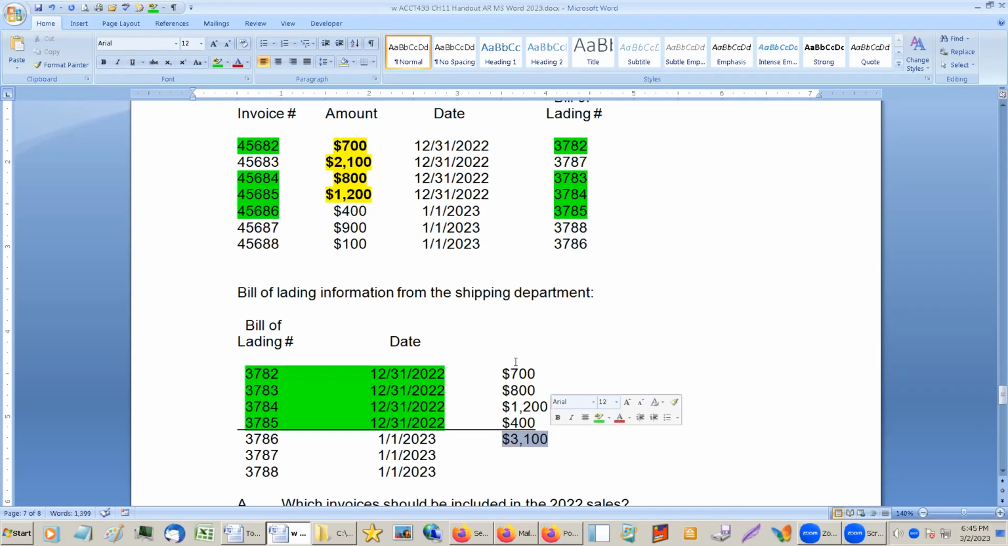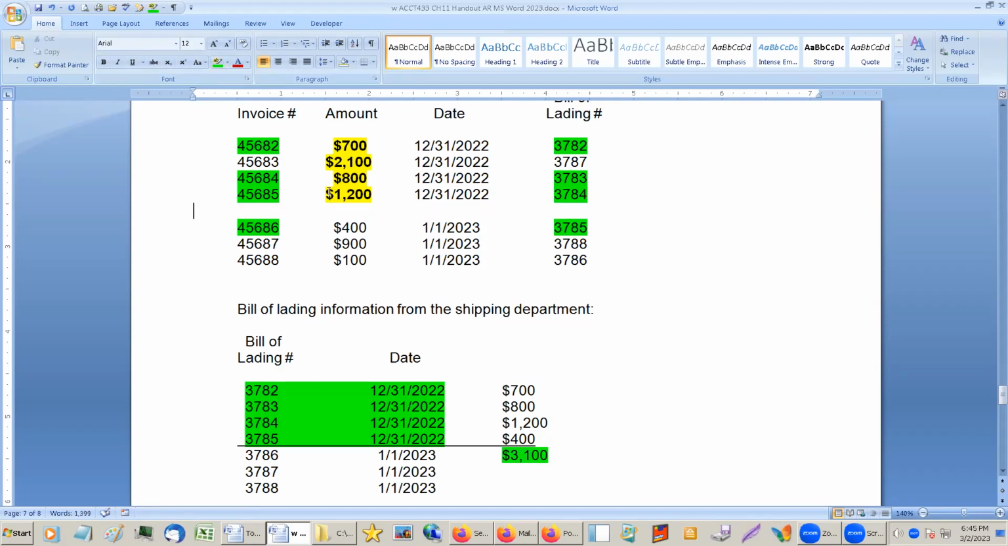So this is what their sales should have been. Now, what did they have here? So this is what they counted as their sales. $4,800. I think it's 4,800. You may want to check me on that.